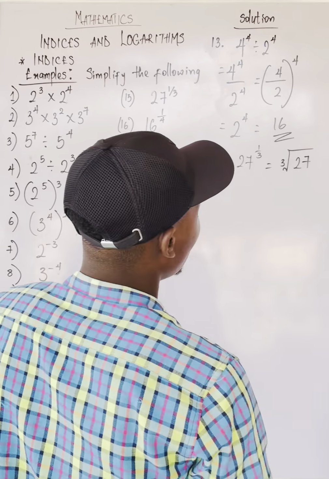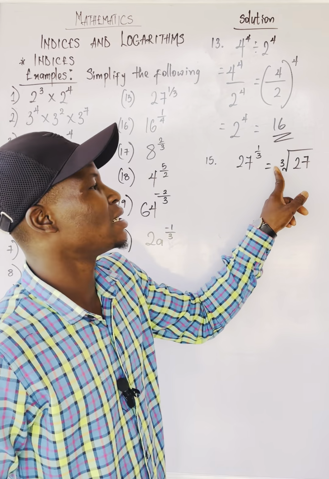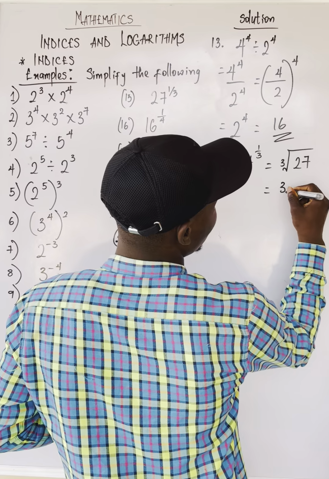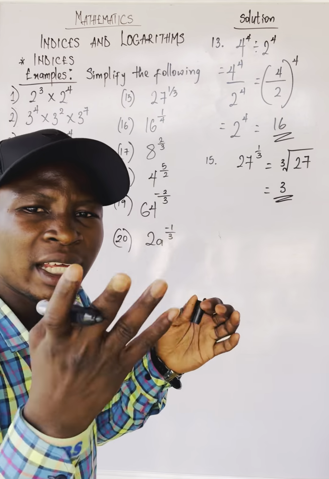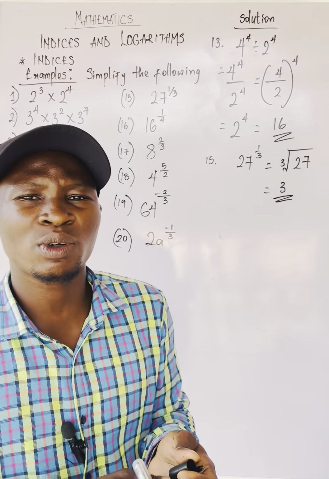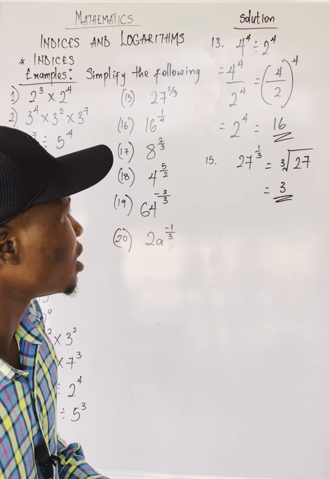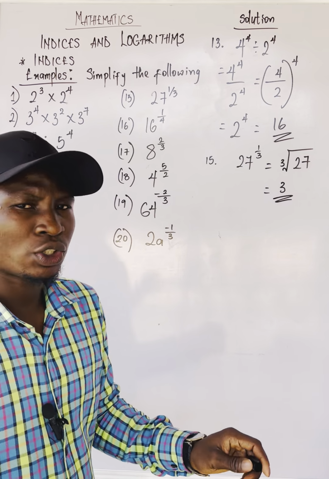So now, what number can we multiply in 3 places that will give us 27? Our answer will be 3, because 3 times 3 is 9, and 9 times 3 is 27. So 3 in 3 places will give us 27. So that is all on question 15.